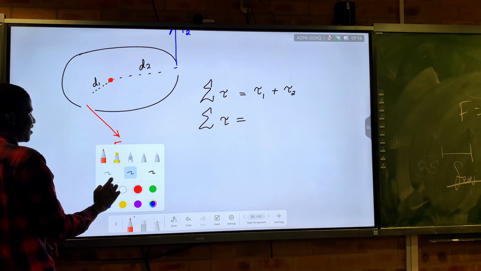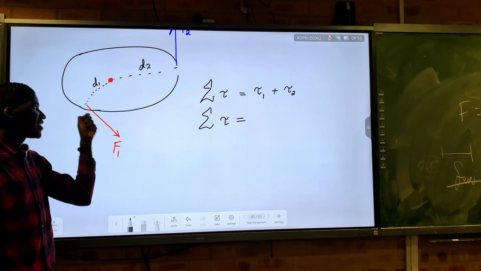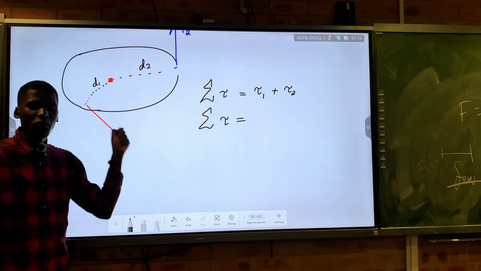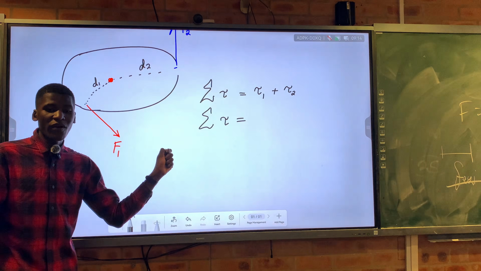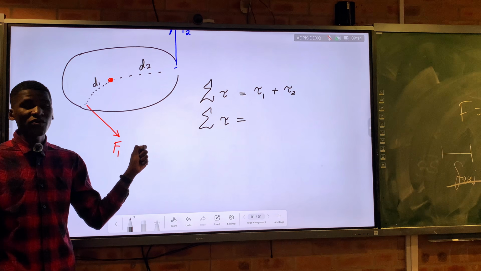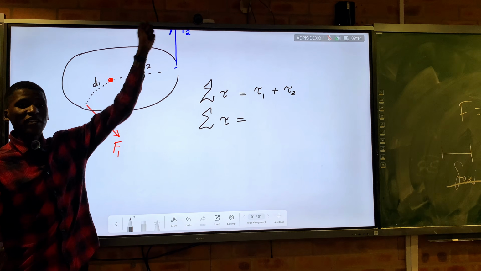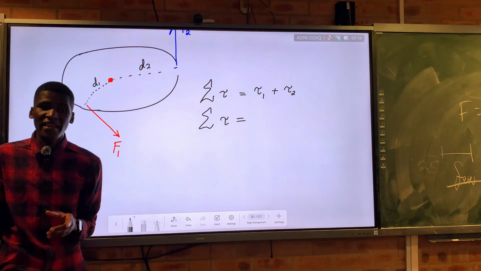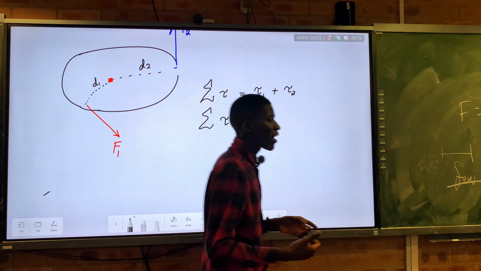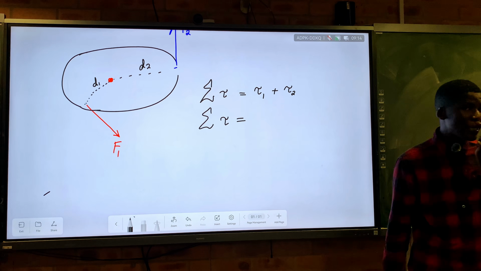But basically, my force, I'm applying it in this way. So I know if I'm going to pull this, it is going to rotate in an anti-clockwise manner. If I'm going to pull it here, then it's going to rotate in a clockwise manner.